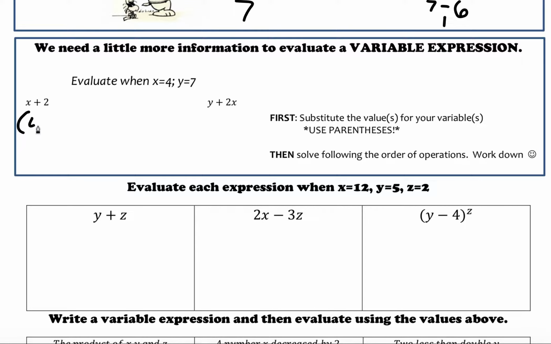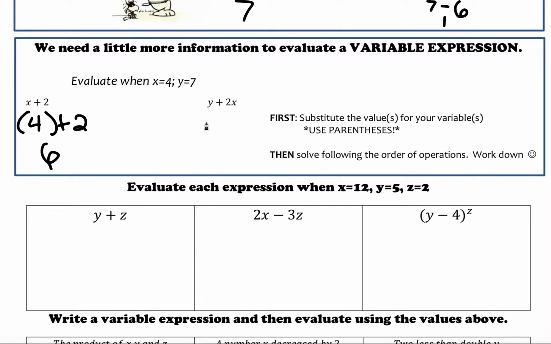So x is 4 plus 2. So here, a lot of students will get mixed up and think that since there's a parenthesis, you have to do something inside the parentheses. The parenthesis is just holding the number. So 4 plus 2, your answer would be 6.